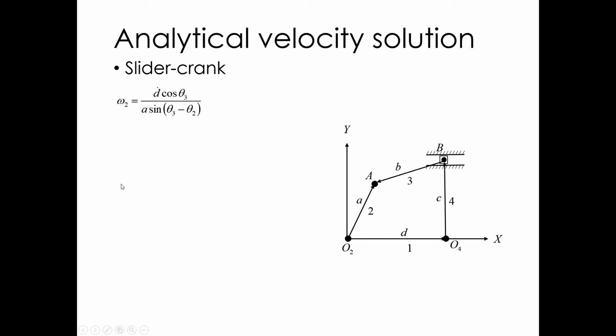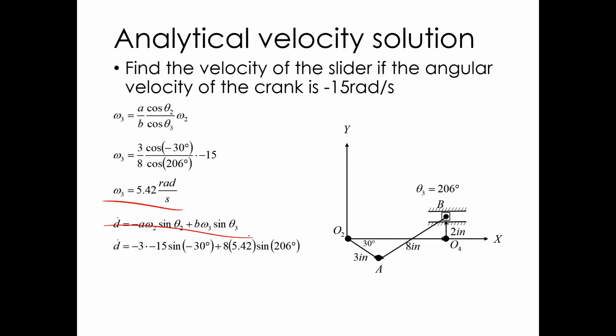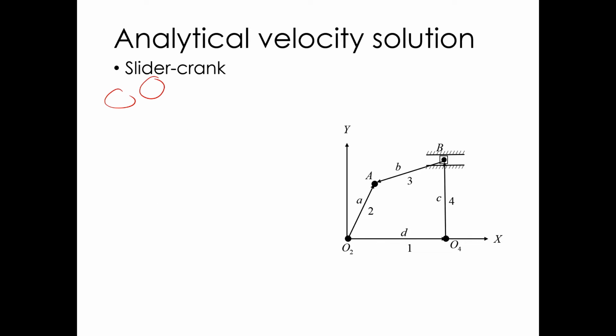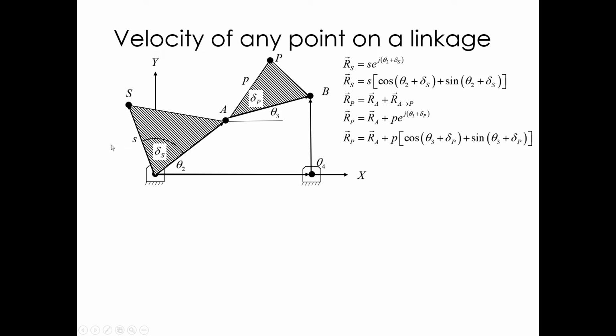Slider crank, the only thing different here is we know d dot, you find omega 2, and then you go back to this equation and you can find omega 3 given omega 2. So crank slider, slider crank velocity analysis could certainly be on there. It's very easy to do.